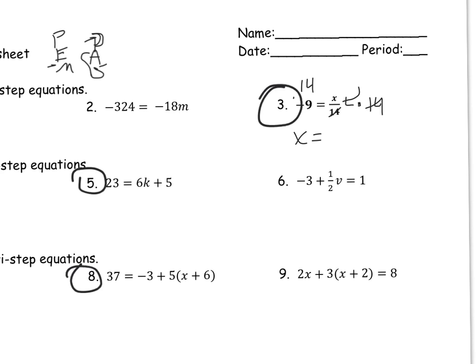negative 9 times 14. Well, remember, we talked about this in class. If you want to figure out an easier way to multiply bigger numbers, split up 14 into 10 and 4. And then you can multiply 9 times 10, which gives you negative 90, and negative 9 times 4, which gives you negative 36, and add those two. 90 plus 36 is 126. And it's negative because it's a negative 9 times a positive 14.